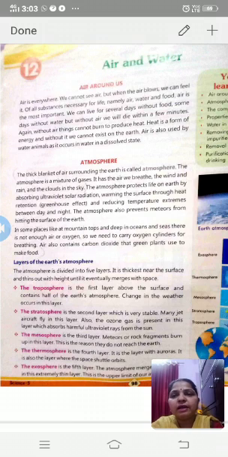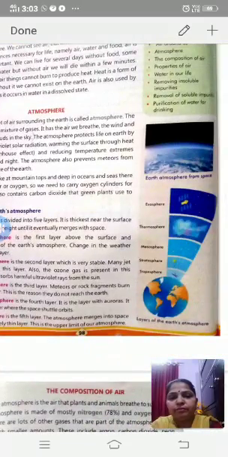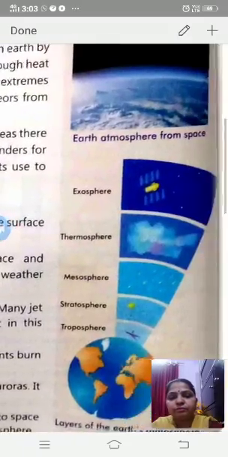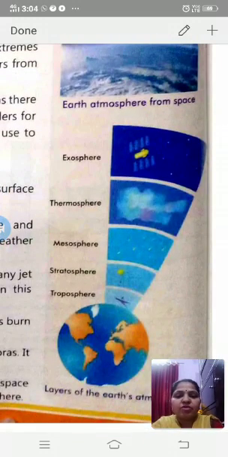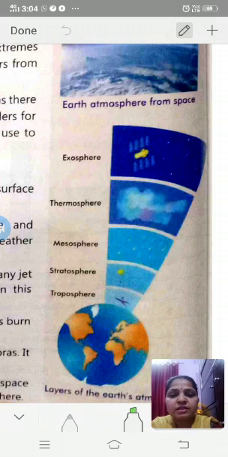Now, the layers of the earth's atmosphere. The atmosphere is divided into 5 layers. It is the thickest near the surface and thins out with height until it eventually merges with space. The first layer is the troposphere.